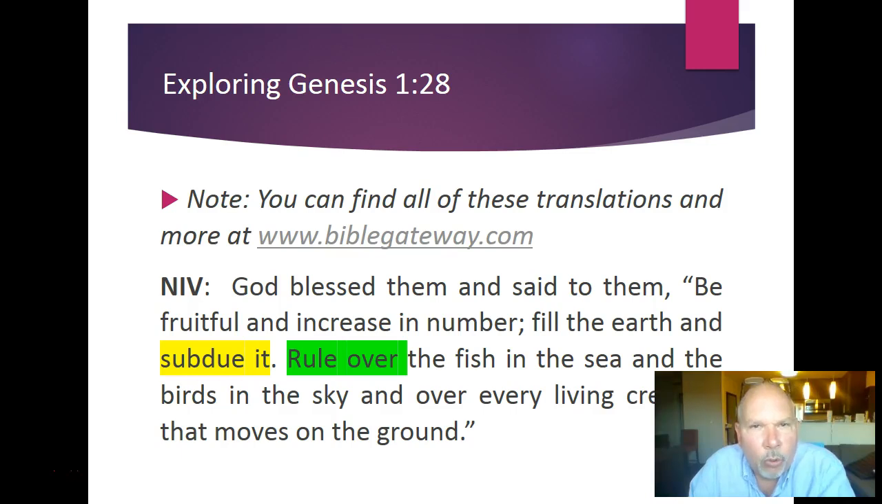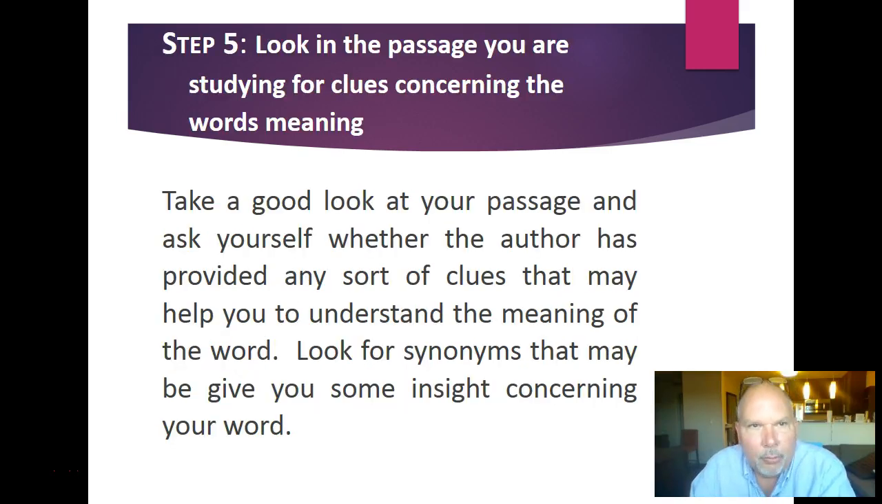That when we look at 1:28 in context, we find that the rule over sentence is an explanation of the subdue sentence. So by looking at the context and grammar of our passage, we've picked up some clues to understand the meaning.